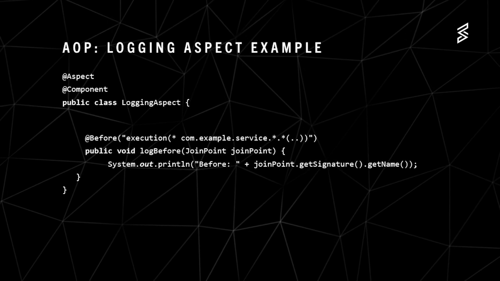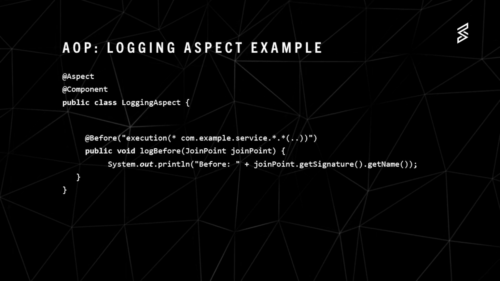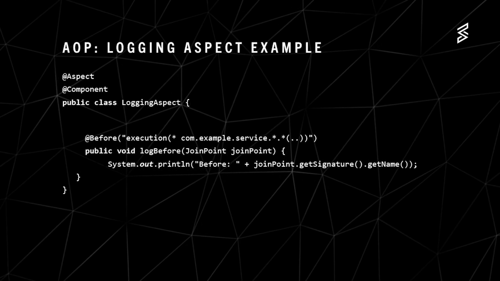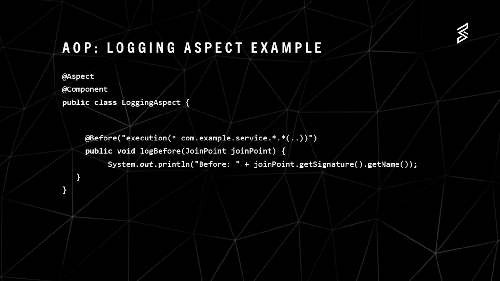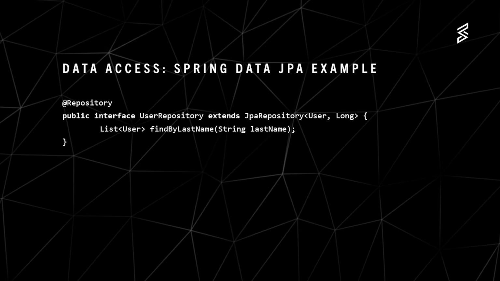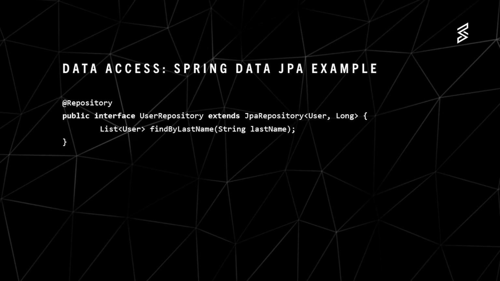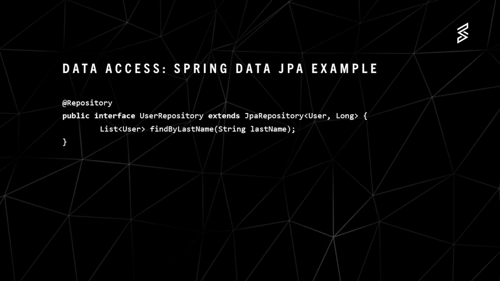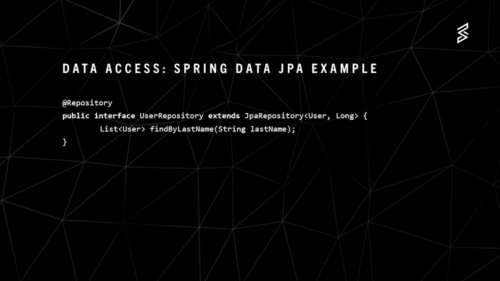This approach is great for cross-cutting concerns like security, transaction management, and metrics that need to run across many parts of an app. Data Access Spring Data JPA Example. Spring makes database access much simpler using Spring Data JPA.